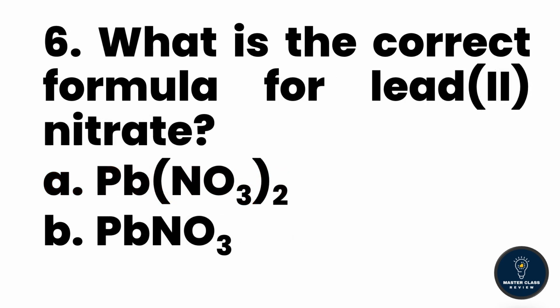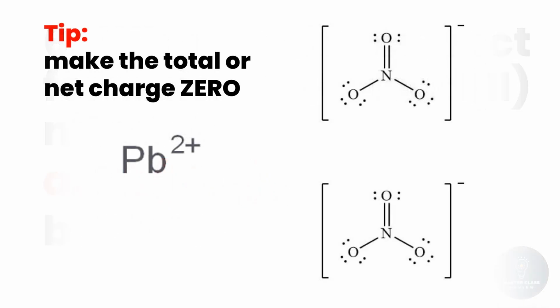What is the correct formula for lead-2 nitrate? Correct. Do you still recall how to write a chemical formula in chemistry? Well, the key is the net charge. Let's remember how to write a chemical formula. The key is to make the total or net charge of the compound as 0.